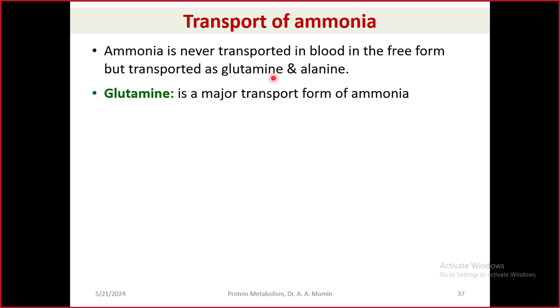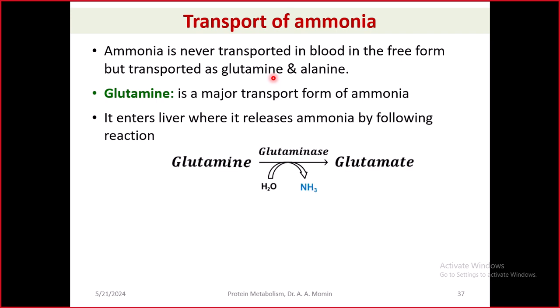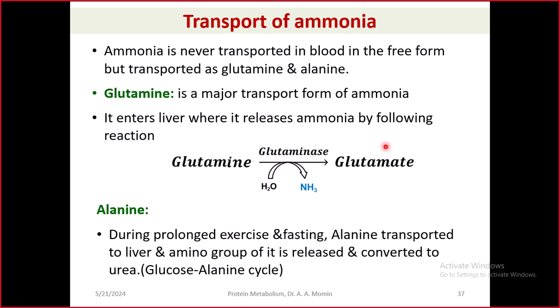Glutamine is a major transport form of ammonia. It enters the liver where it releases ammonia by the action of glutaminase. This reaction we already studied. This glutamine once formed is transported to the liver. Glutaminase liberates the ammonia, and the second product formed is glutamate. The second transporter is alanine. During prolonged exercise and fasting, alanine is transported to the liver and its amino group is released and converted to urea. So there is one cycle.